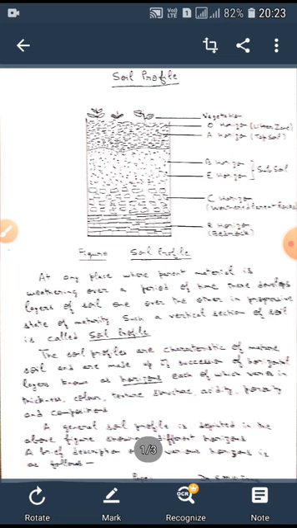The soil profiles are characteristic of mature soils and are made up of a succession of horizontal layers. These horizontal layers are known as horizons. Each of these horizons varies in thickness, color, texture, structure, acidity, porosity and composition. A general soil profile is depicted in the above figure and it shows different horizons. Let us study the various horizons one by one as shown.